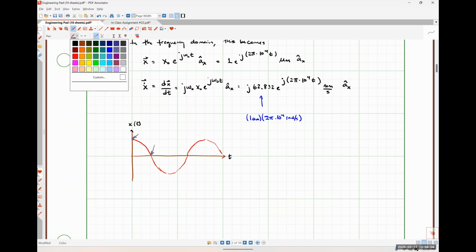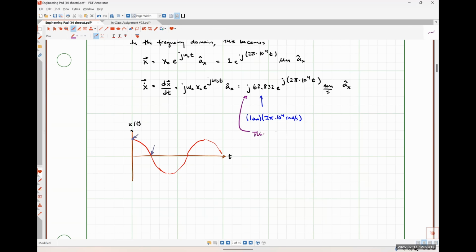So let me write that down. This j represents a 90-degree phase shift between displacement x and velocity x dot. Okay.